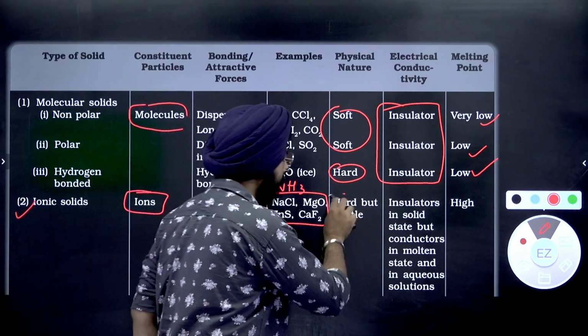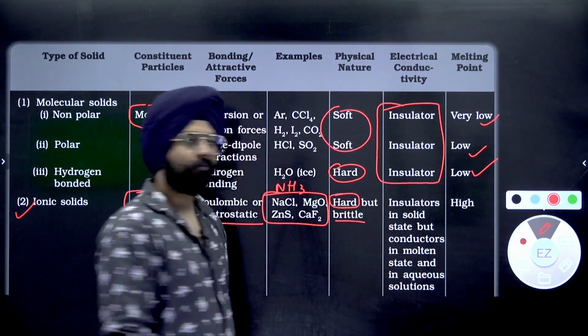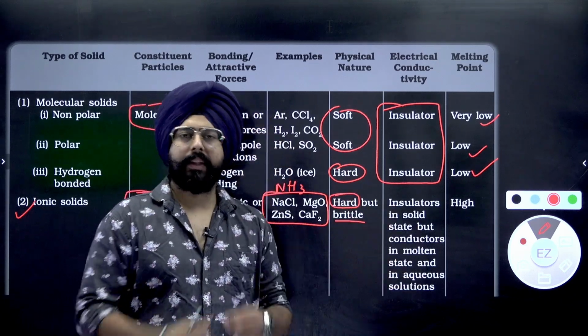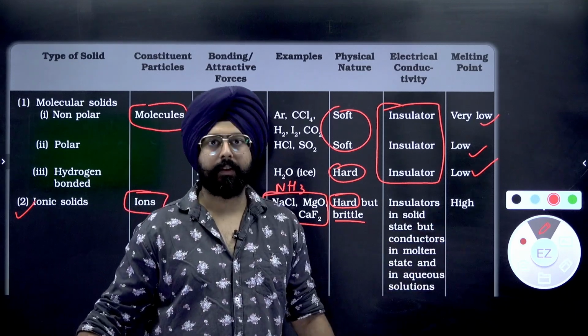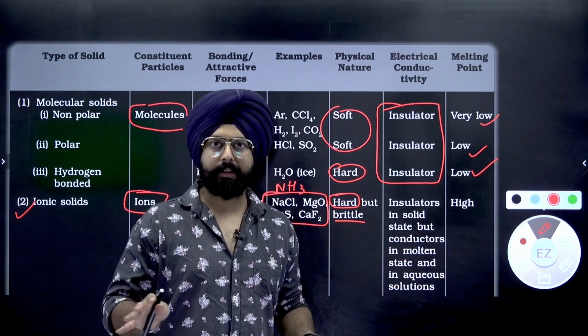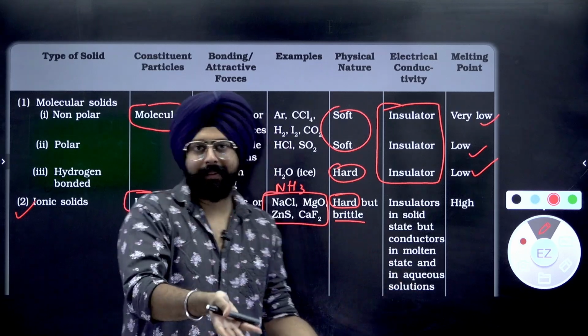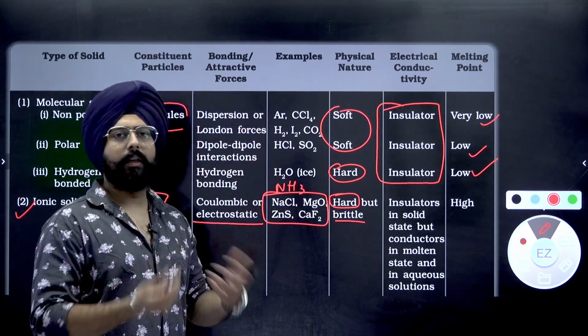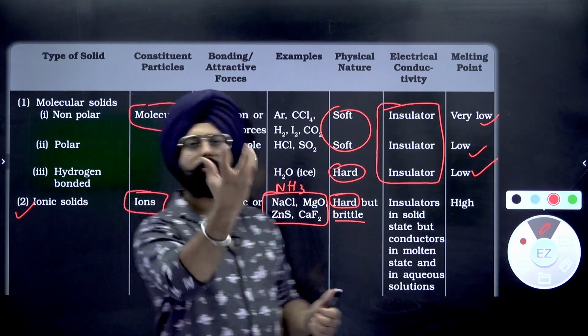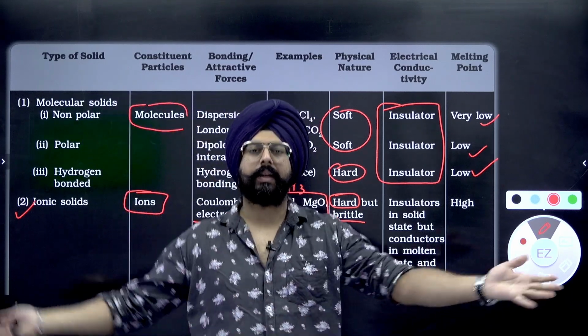They are hard, but they are brittle. Hard, but they can be broken very easily. Okay, hard and soft, you understand the difference. Soft is spongy, squishy, hard is hard. So these are hard, but they are brittle. They can be broken very easily. So if you take rock salt, you throw it on the floor, it will just scatter into pieces.